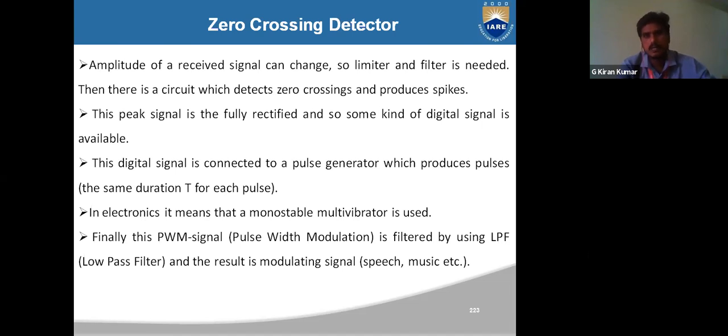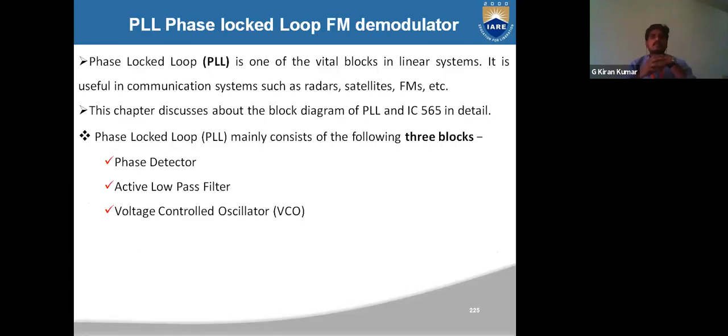Now let us go for the PLL as FM demodulator. Here PLL is nothing but phase lock loop. They may ask a question like this: explain PLL as FM demodulator with modes of operation. If they are asking the question, definitely we need to note down the operation, that is, the modes of operation of PLL in FM demodulation, which is a very important question.